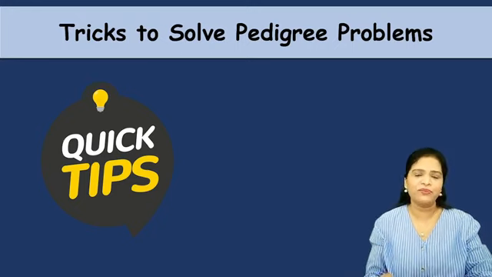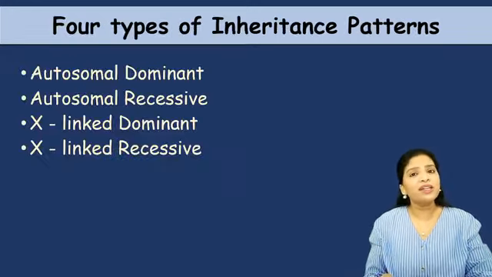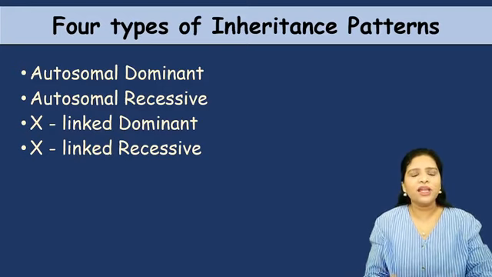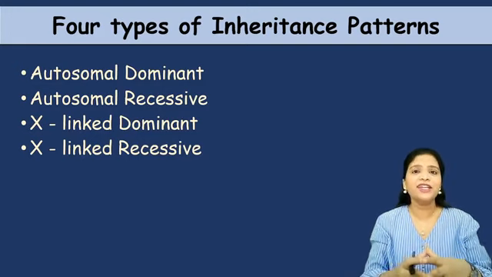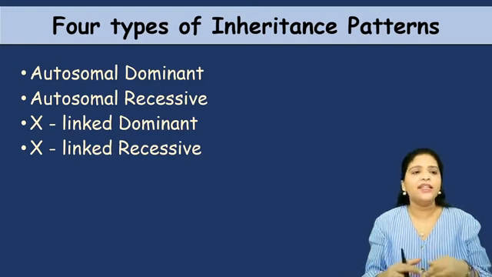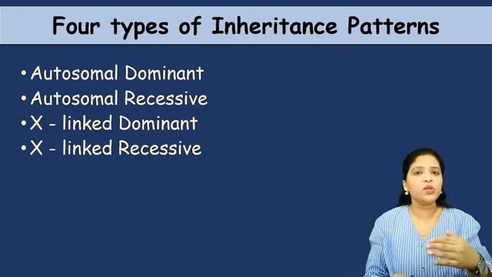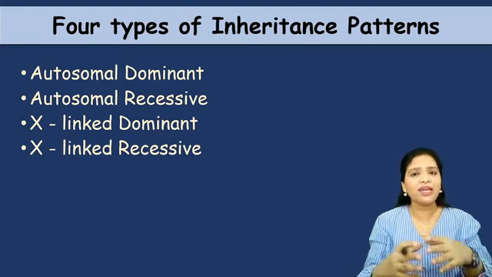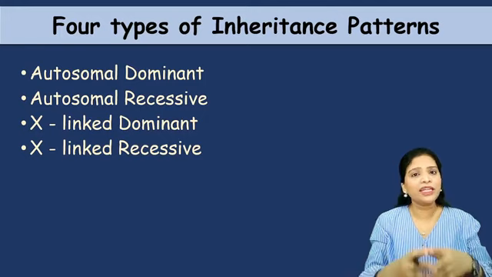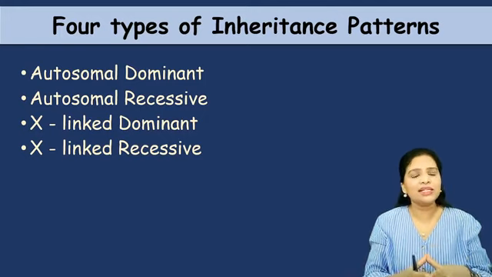See, in our previous lesson, we learned the types of inheritance of genetic disorders. There are 4 types of inheritance patterns when a genetic disease is being inherited. They are autosomal dominant, autosomal recessive, X-linked dominant and X-linked recessive. So, how are these diseases inherited? In order to understand that, we have certain rules or key points. We learned this in detail in our previous lesson.